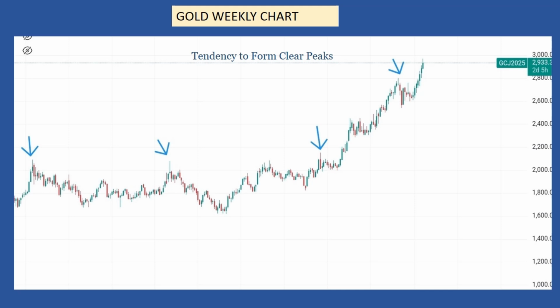The cyclical nature. There are 3 different cyclical nature patterns. The first one is the regular cyclic patterns. The gold market tends to exhibit cyclical behavior, often influenced by recurring patterns in economic conditions and investor sentiment.